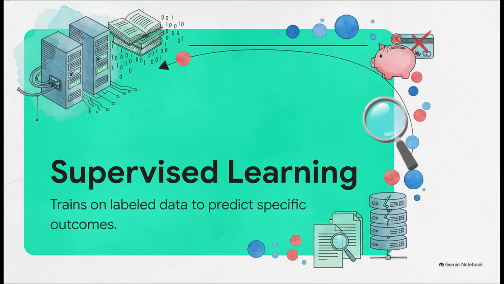The first operational tool in the belt is supervised learning. This algorithm trains on explicitly labeled data to predict very specific outcomes. So if you want to build a fraud detection system, classify your system logs, or predict exactly when a server will fail based on your historical data, this is a tool you reach for.